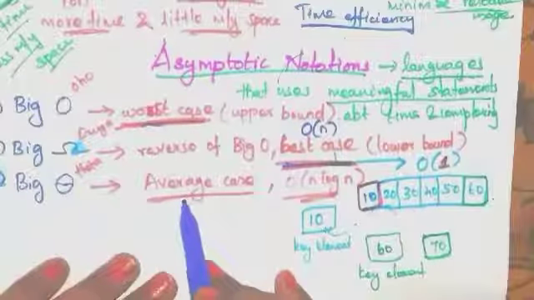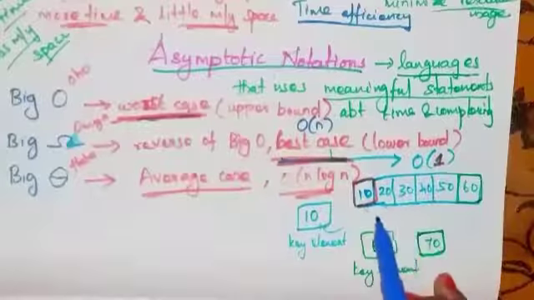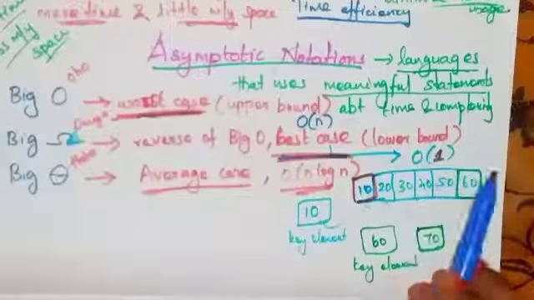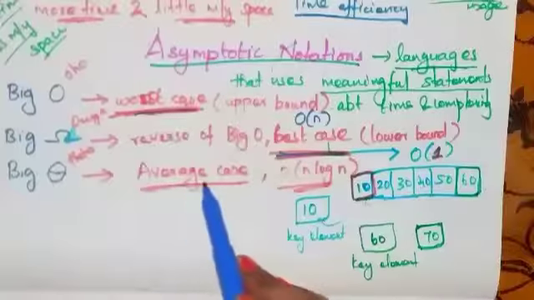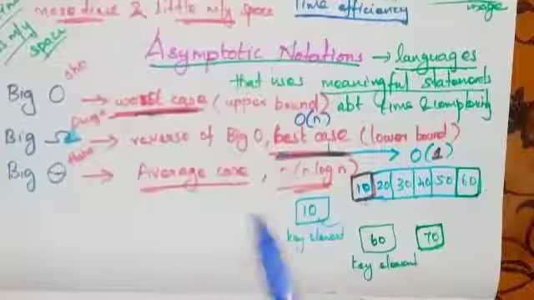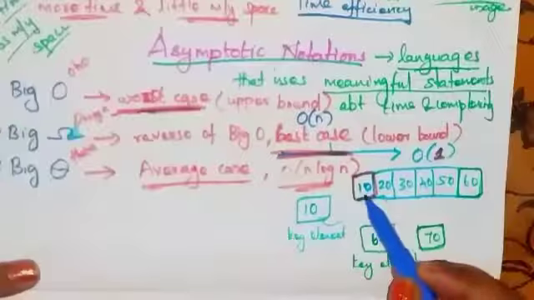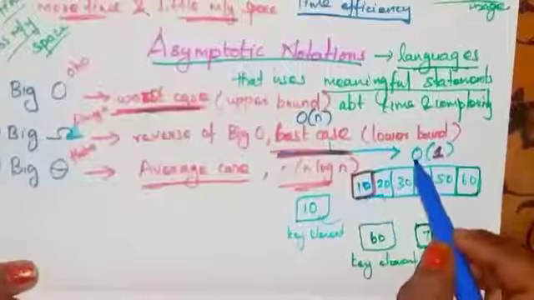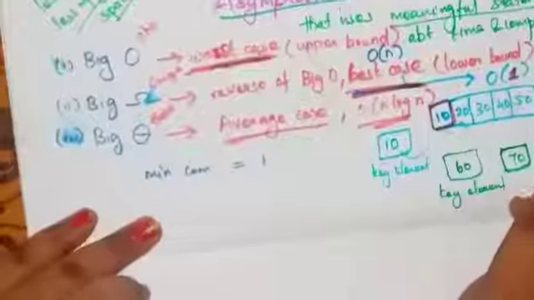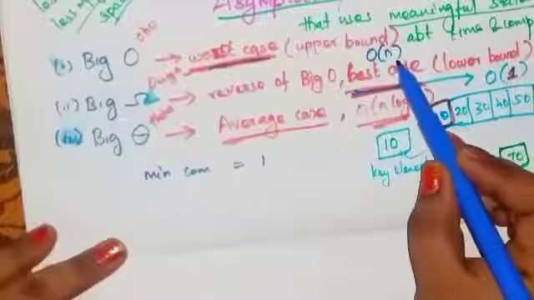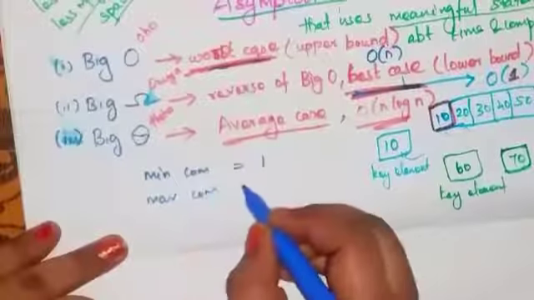Next, what do you mean by average case efficiency? Finding the average number of comparisons between best case and worst case is called average case efficiency. There are average comparisons between the minimum and maximum comparisons. Minimum comparisons means best case, that is order of 1, so minimum comparisons is 1. Maximum comparisons means worst case: maximum comparisons is equal to n.